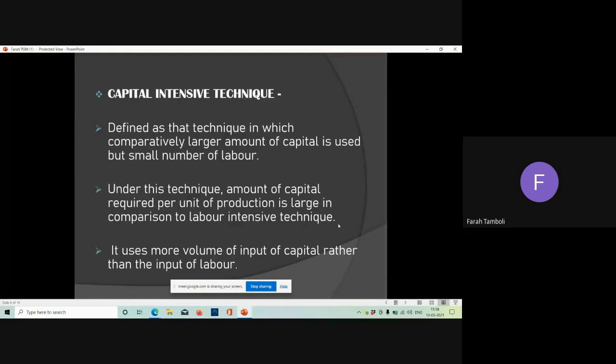Now, see capital intensive techniques. It is defined as technique in which comparatively larger amount of capital is used but small number of laborers. Under this technique, amount of capital required per unit of production is large in comparison to labor intensive technique. It uses more volume of input of capital rather than the input of labor.